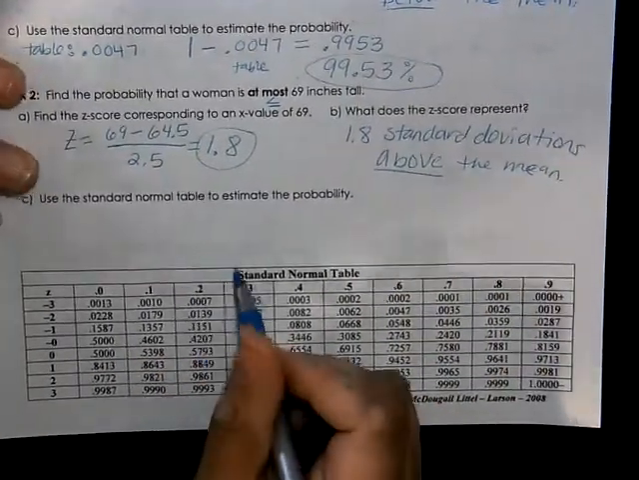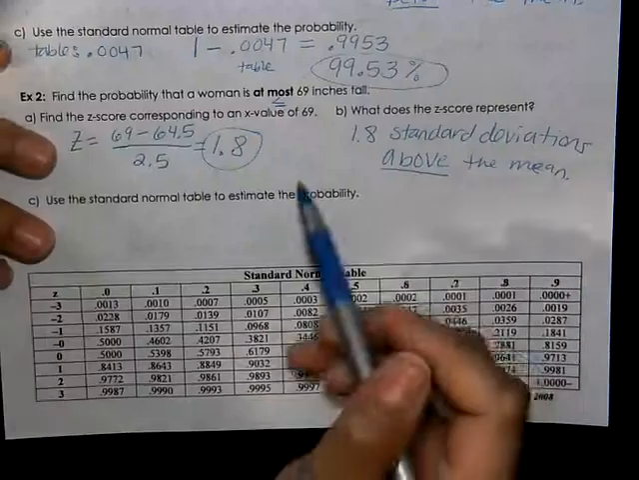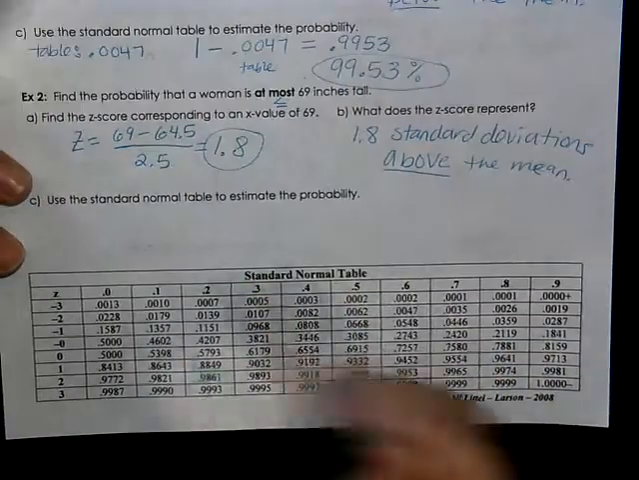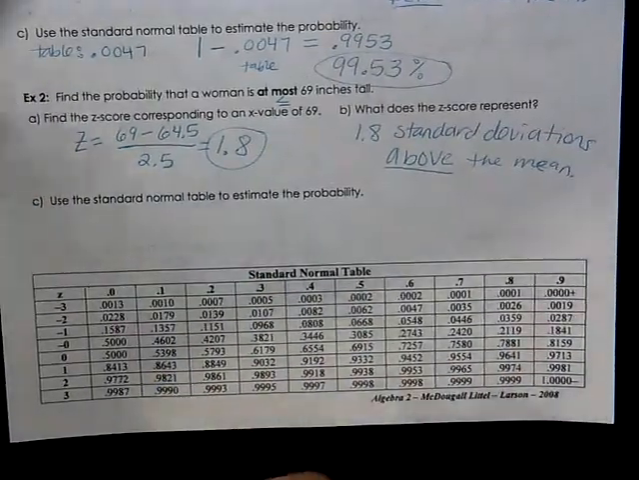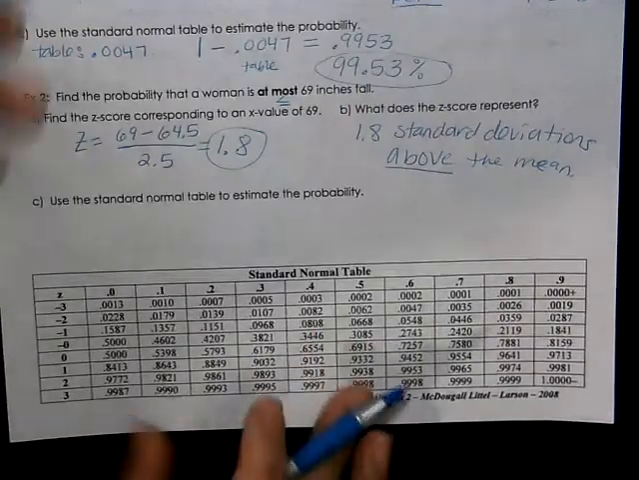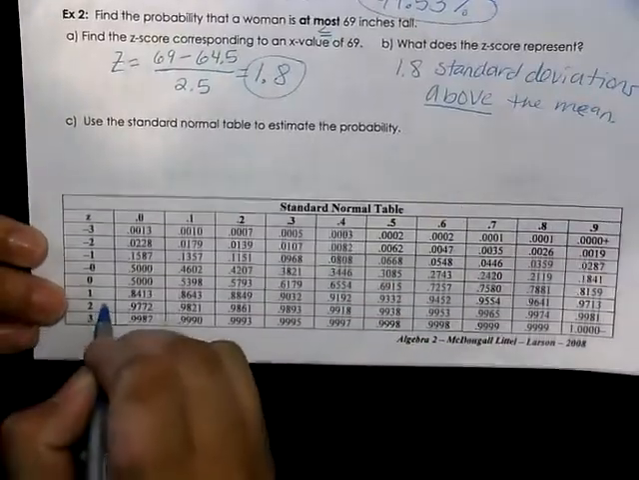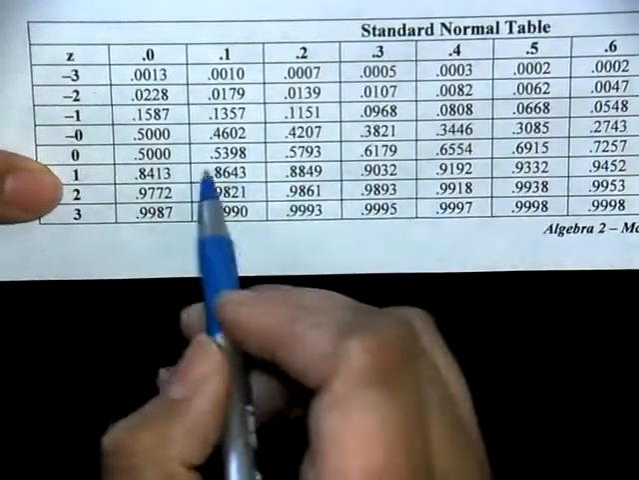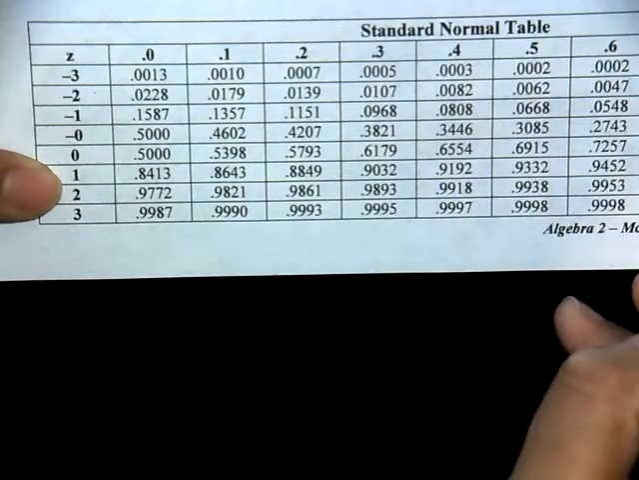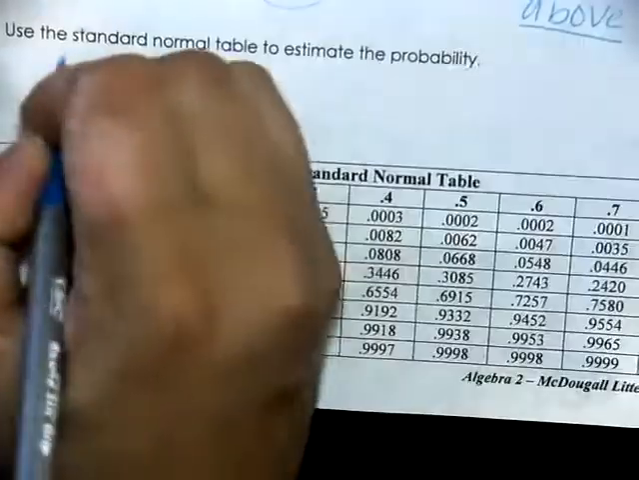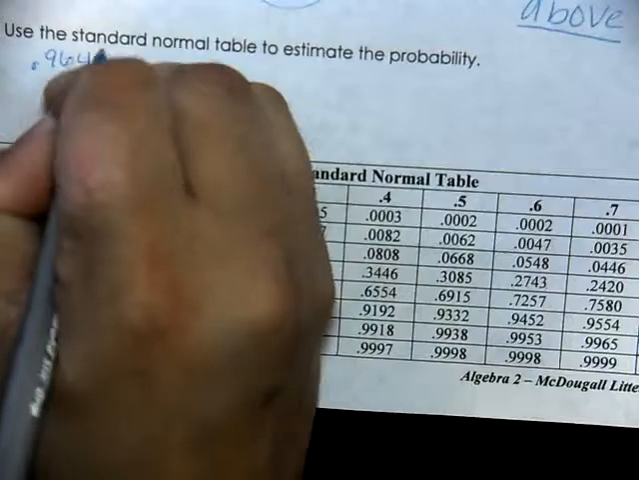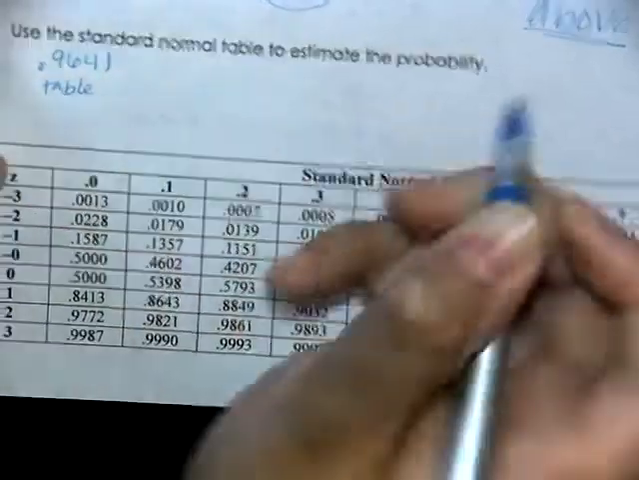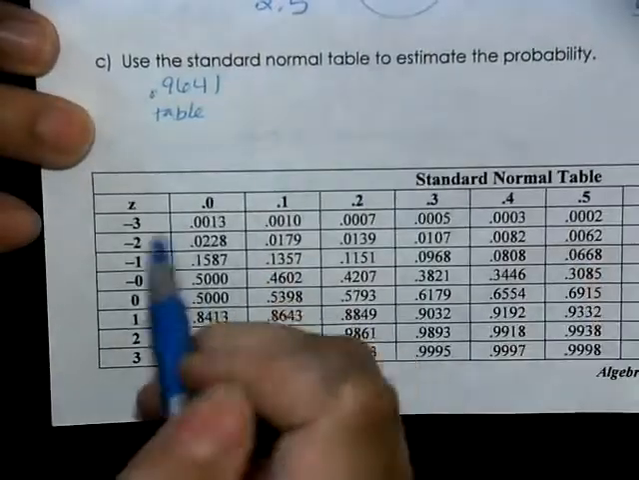And then we have the last question that deals with the normal table again. We're going to need to find 1.8 in our table. And again, you have to think, do I have to do 1 minus it, or is it just the answer from the table? So 1.8, we're going to have down here, positive 1, then go all the way across to 0.8. And it's 0.9641.